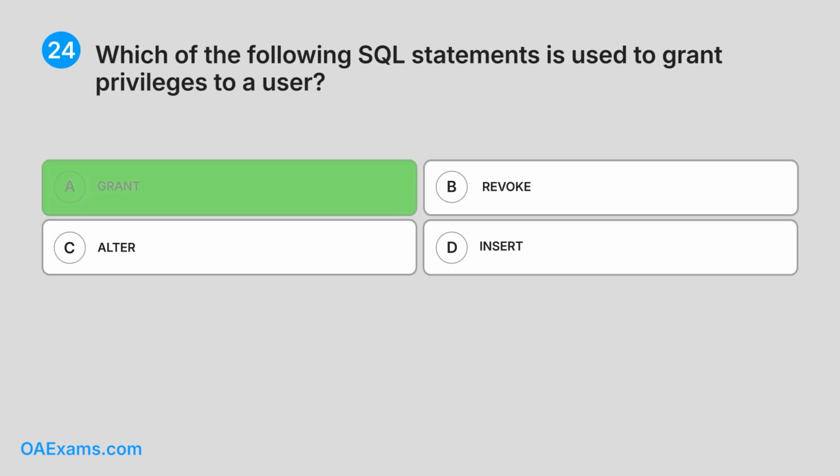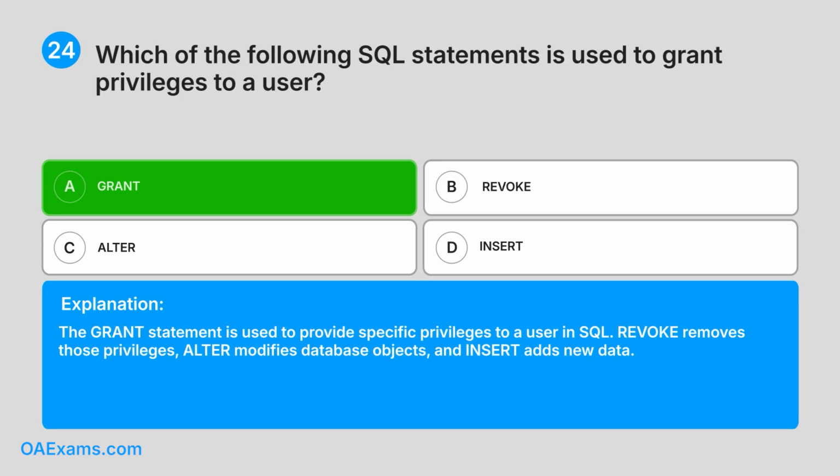Correct answer. A. Grant. Explanation. The grant statement is used to provide specific privileges to a user in SQL. Revoke removes those privileges. Alter modifies database objects. And insert adds new data.